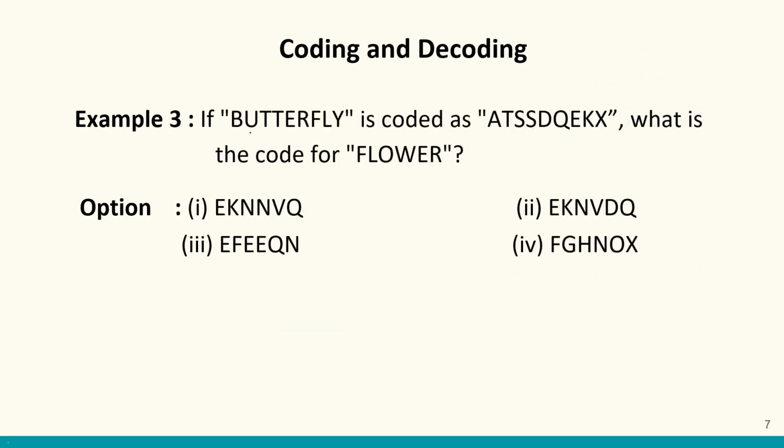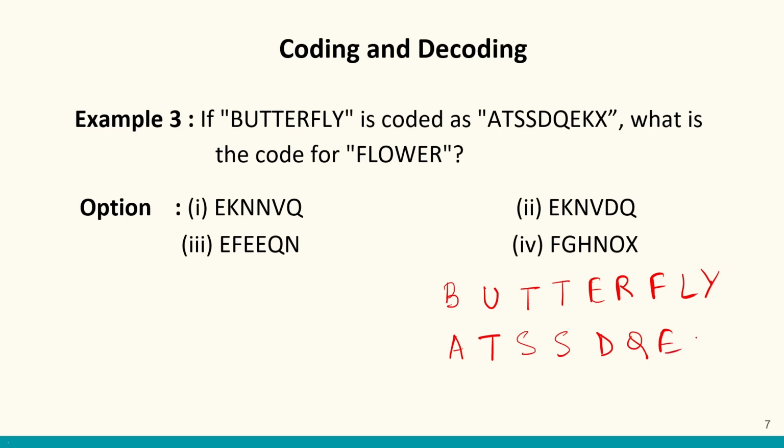Again, similarly, I can see butterfly is coded as this. What is flower coded for? Let us see what is the pattern that is being followed. If I write butterfly here, so I'll write A, T, S, S, D, Q, E, K, X. So let me give them rank.